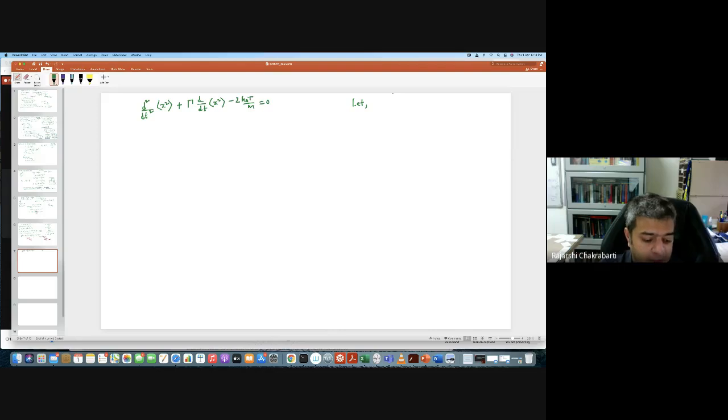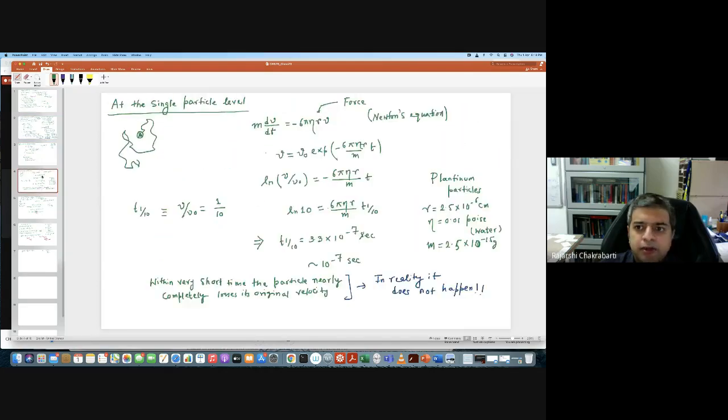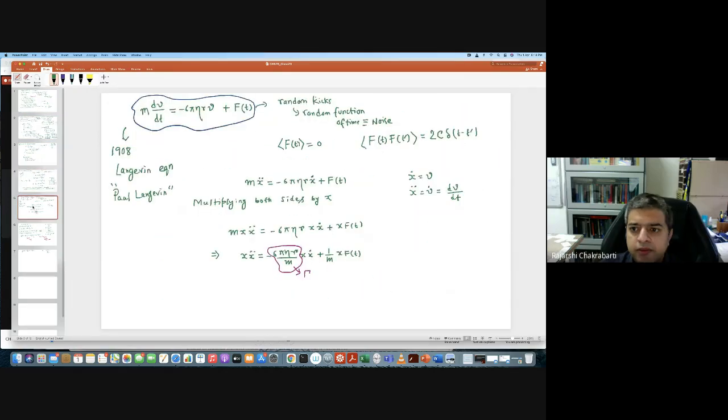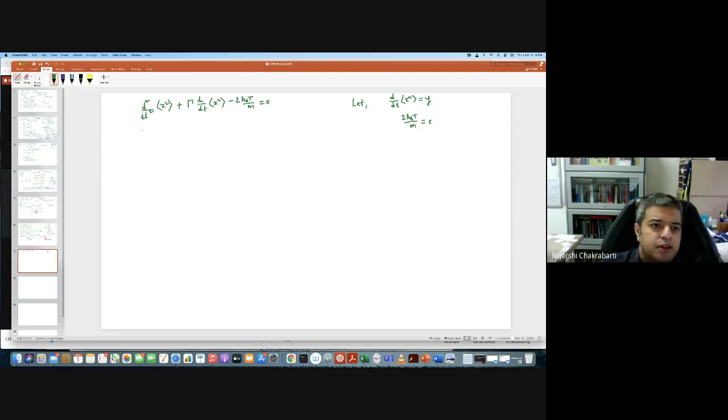So let us assume that I'm calling it y. Okay, and this 2kBT by m is some constant c, small c. I had put it somewhere, this is different. Okay, this is c prime. This is different. So then what will happen to this equation?